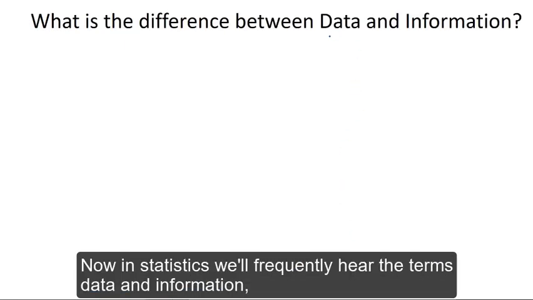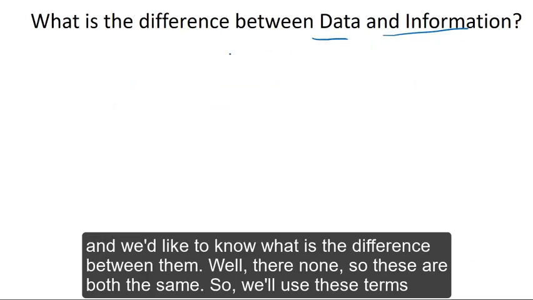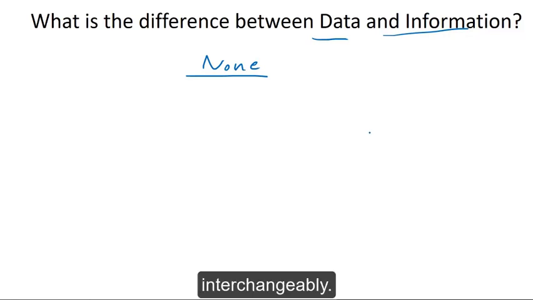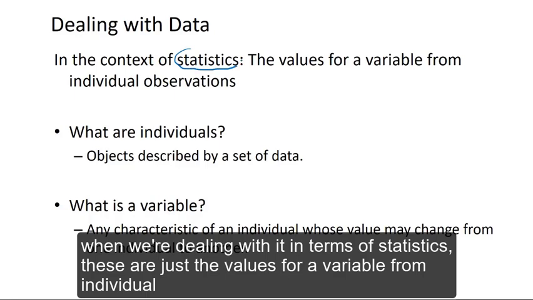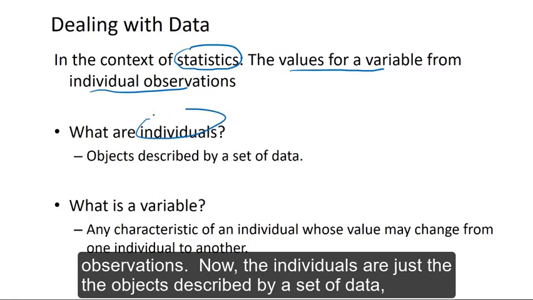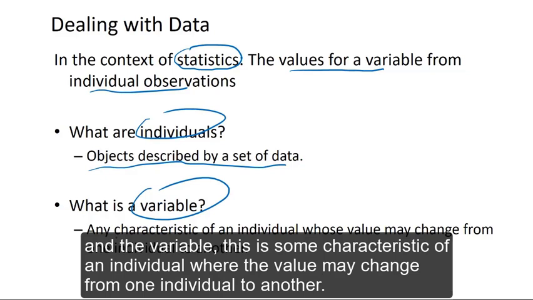Now, in statistics, we'll frequently hear the terms data and information. And we'd like to know, what is the difference between them? Well, there is none. So these are both the same. So we'll use these terms interchangeably. Now, when we're dealing with data in terms of statistics, these are just the values for a variable from individual observations. Now, the individuals are just the objects described by a set of data. And the variable is some characteristic of an individual where the value may change from one individual to another.